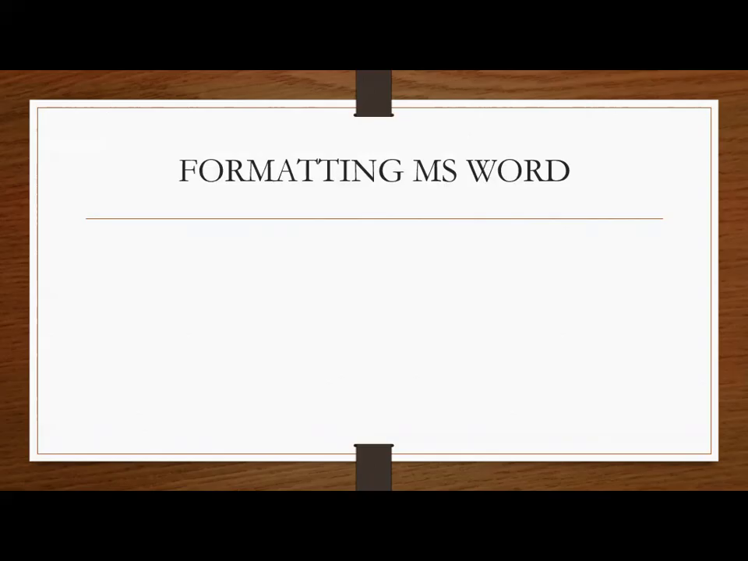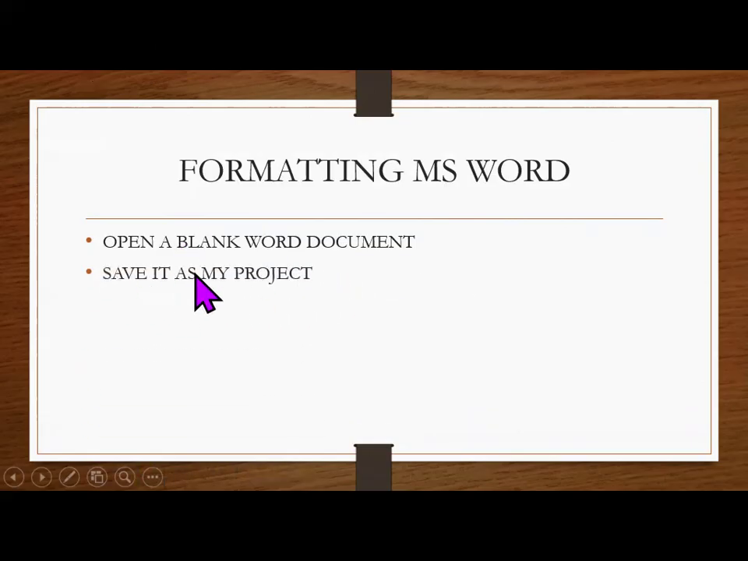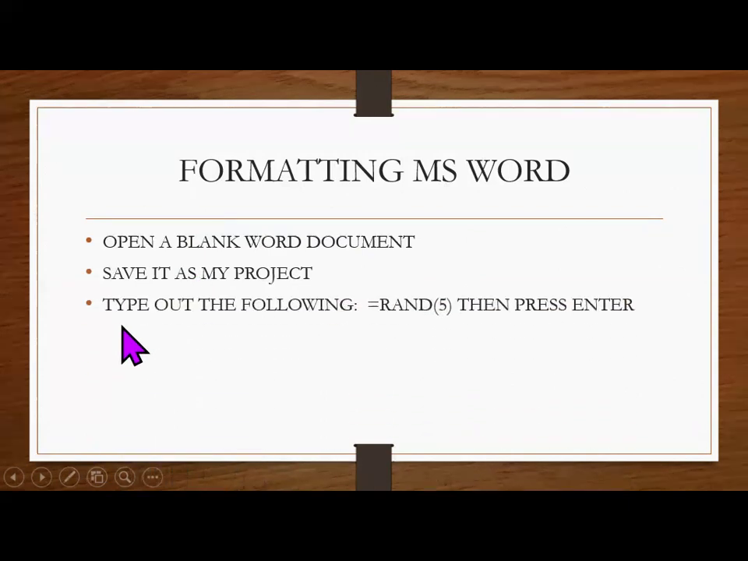Right. So the first thing that we want to do is open a blank document, because that's what we're going to actually use. All right. So we're going to save it as my project. Then we're going to type out the following. So we're going to type =RAND, then press enter.